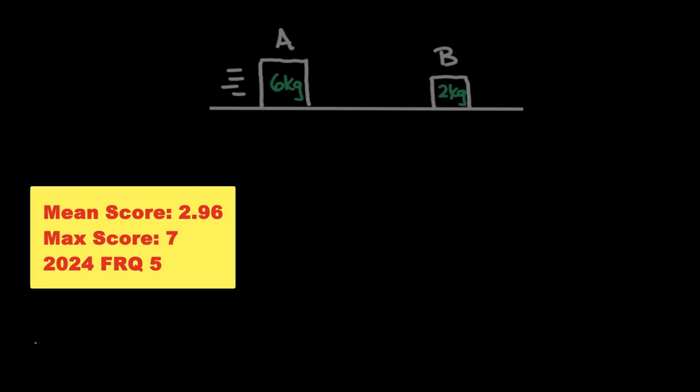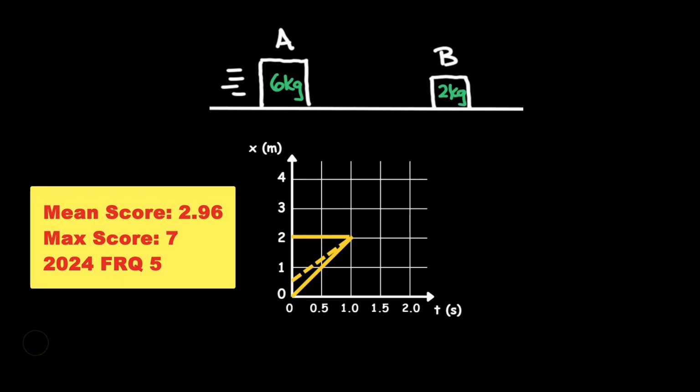This collision graph FRQ had an average score of just 2.96. Let's look at why students missed it and how you can avoid the same mistake. But before we look at the collision graph, we need to set up the scenario.